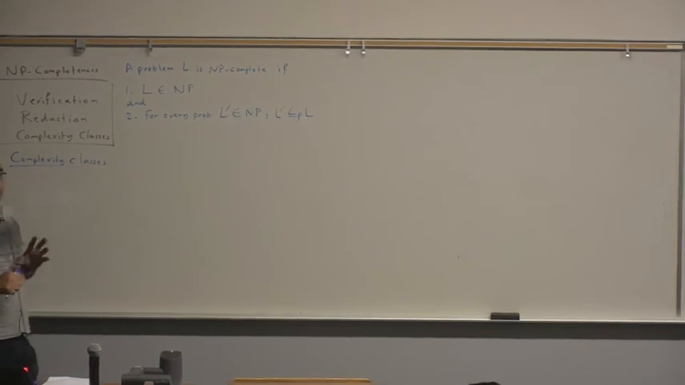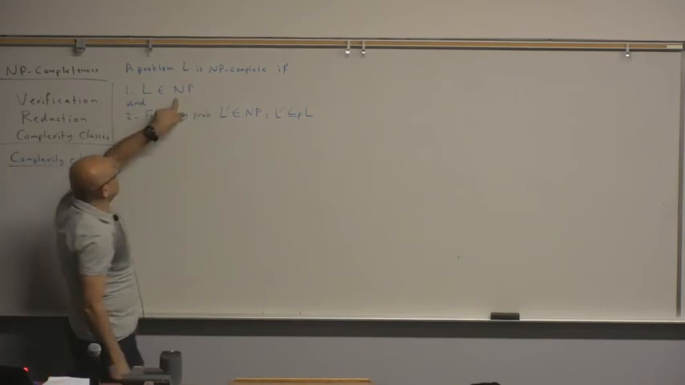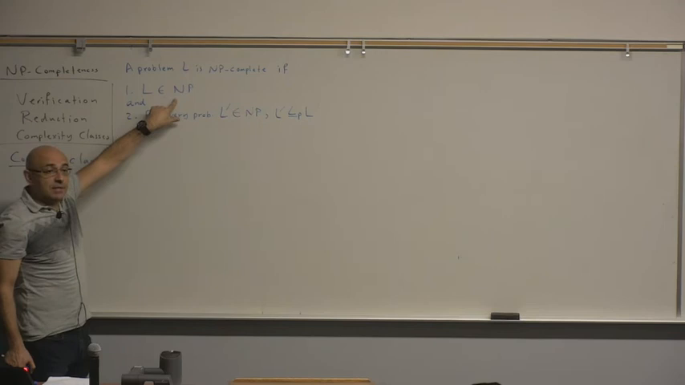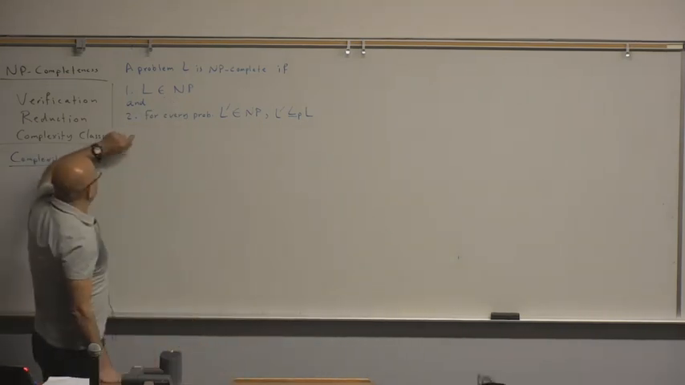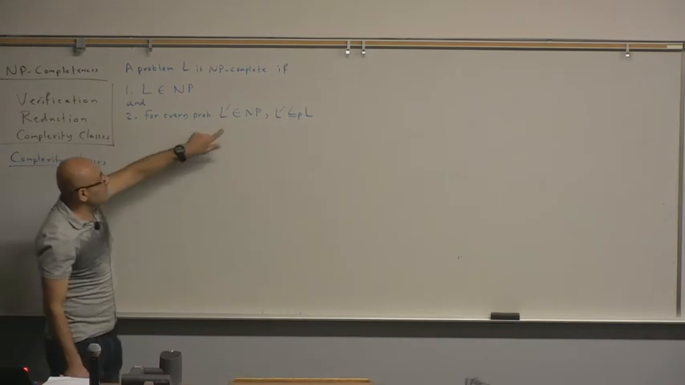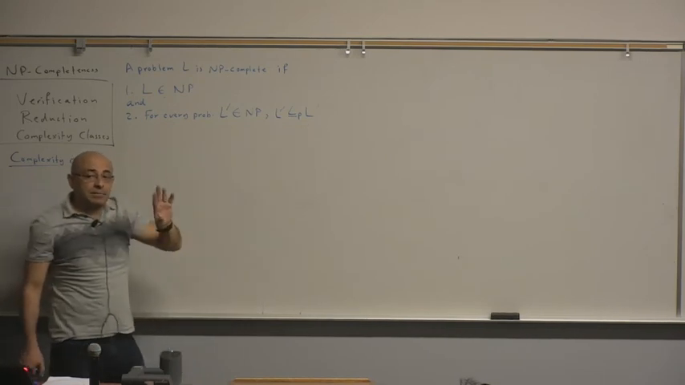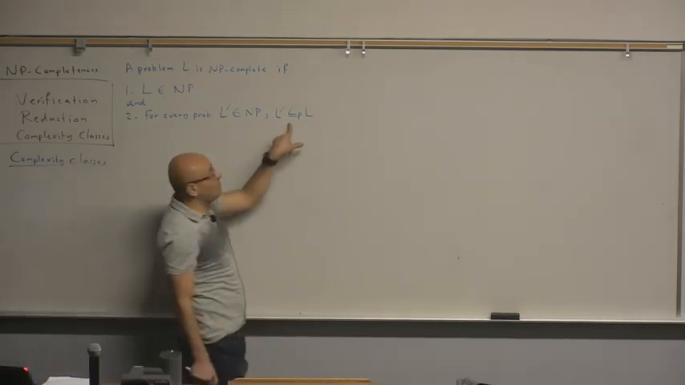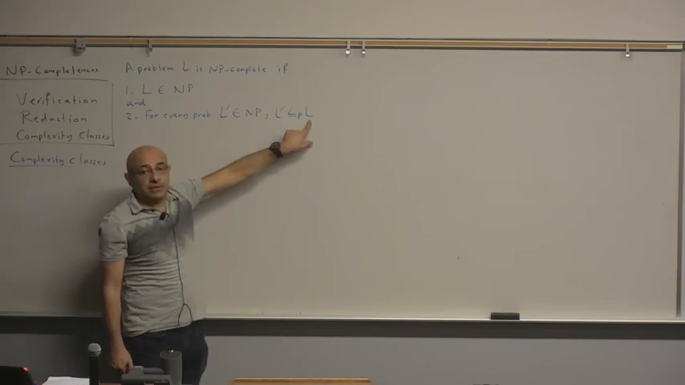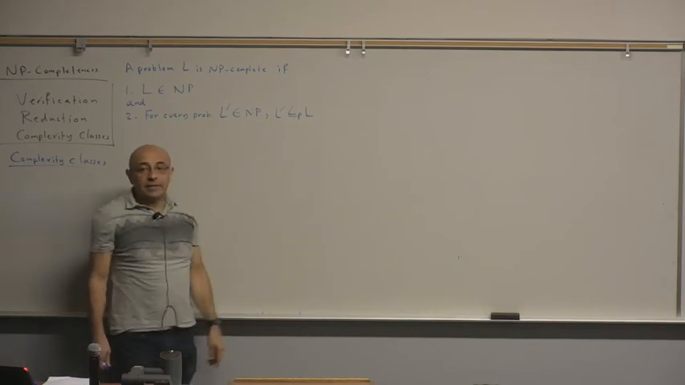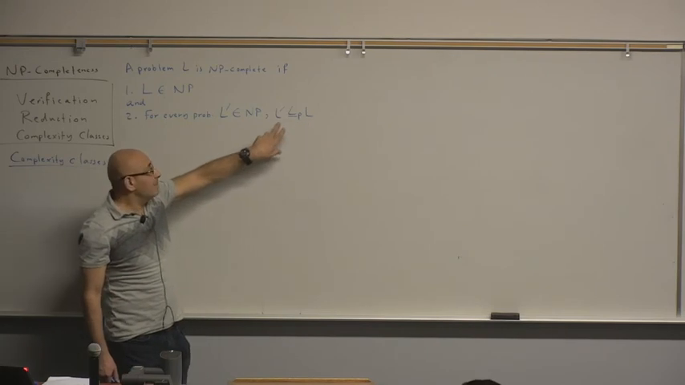Okay, so what we are saying here is a problem is NP-complete if the problem itself belongs to NP, which means that the problem is verifiable in polynomial time, and if every problem in NP is reducible to this problem. Any problem in NP can be reduced to this problem, which means that any problem in NP is less than or equal to this L in the level of difficulty. Or in other words, L is at least as hard as any other problem in NP.